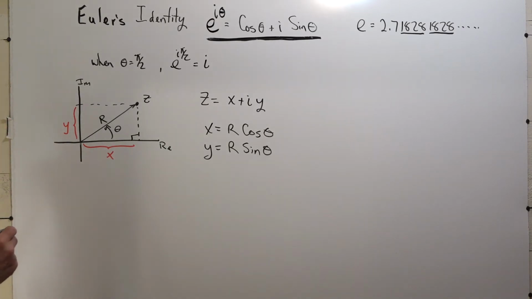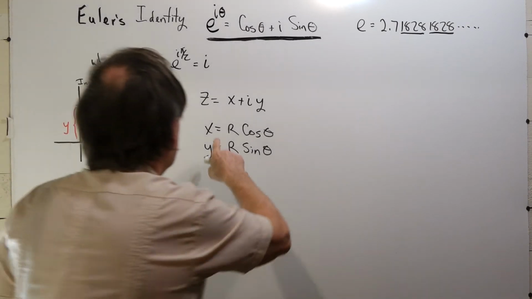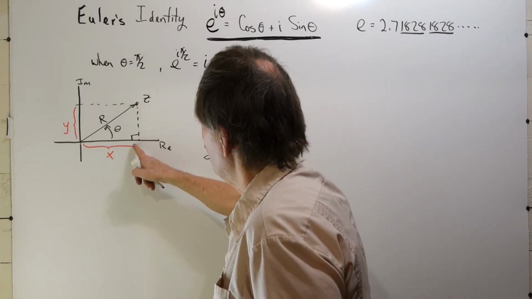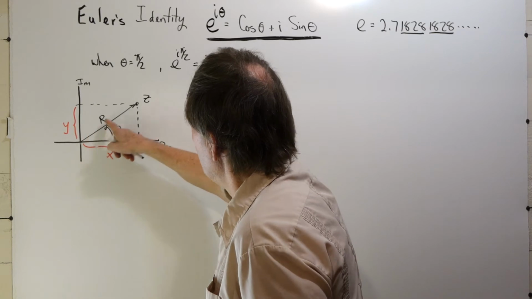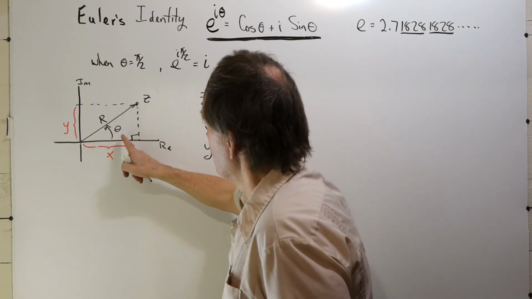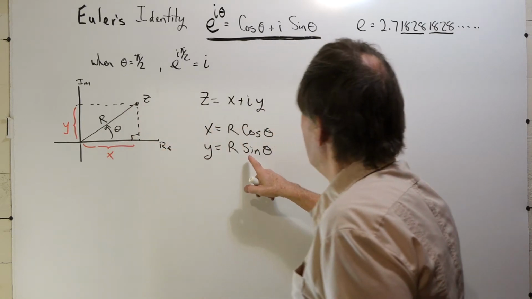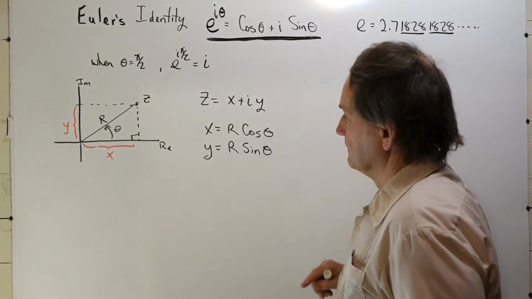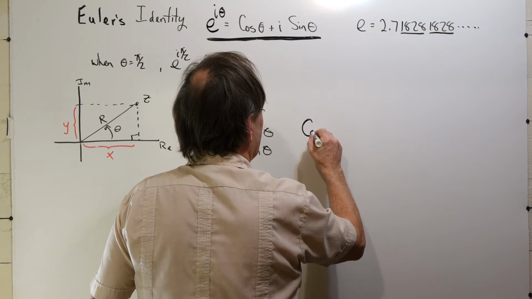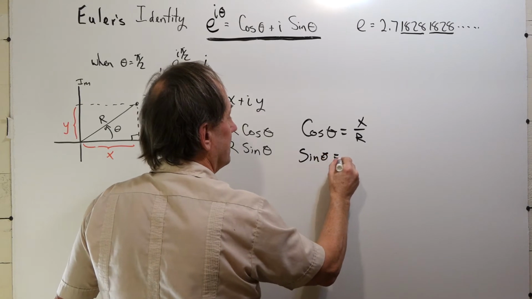So we can use trigonometric forms to represent our values for x and y. If z is x plus iy, then x is a projection of this vector down onto the real axis, which is the magnitude or the hypotenuse of this triangle times the cosine of theta. Y is the magnitude or the hypotenuse times the sine of theta. Now, we can rewrite this solving for cosine theta. We have the cosine of theta is equal to x over r, and the sine of theta is y over r.